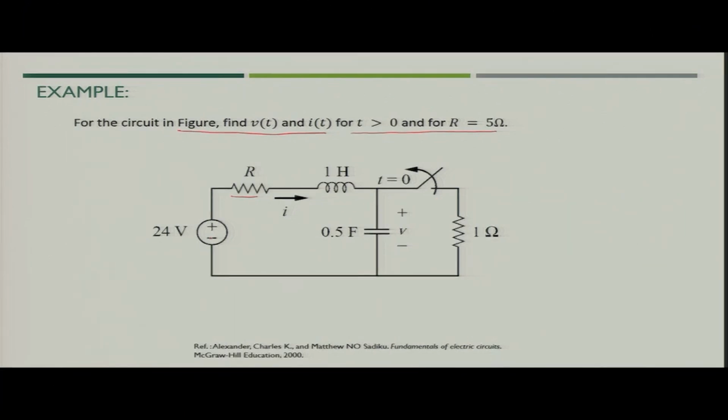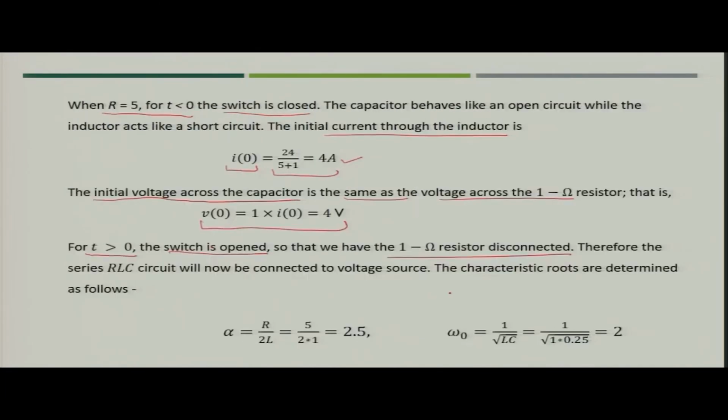the circuit. Now, in the circuit we will have only R of 5 ohm, 1 Henry inductor and 0.5 farad capacitor. So, we see the typical case of a series RLC circuit. Now, in this case what we have to do? We have to first find out the characteristic roots, because it is a series RLC circuit. We discussed what will be the values of the characteristic roots.